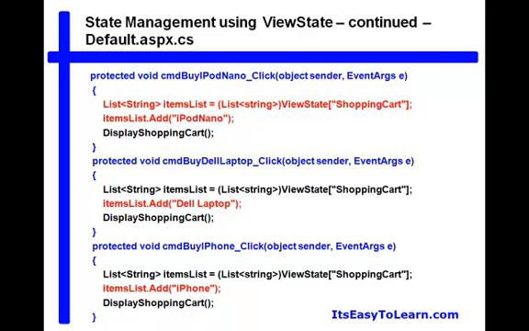So when the iPod Nano was clicked, we got the view state data for shopping cart, which is a list of strings. So it is cast into a list of strings, and then we added iPod Nano.